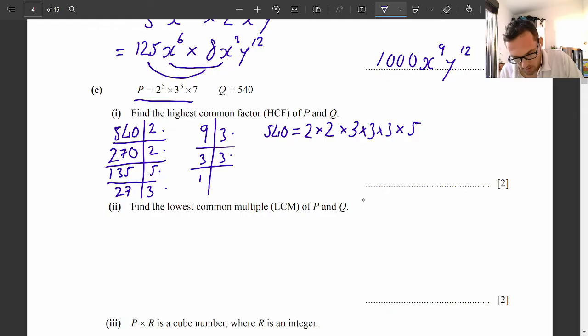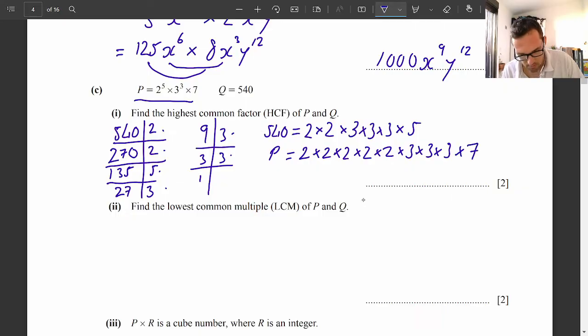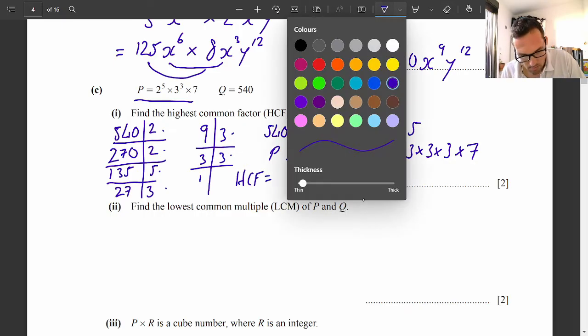Okay, and that was Q. P, the other number, was 2 times 2 times 5 times 3 times 3 times 3 times 7. Right, now to find the highest common factor, we need to find the common prime factors. So I'm going to do it like this. Okay, so let's have a close look there.